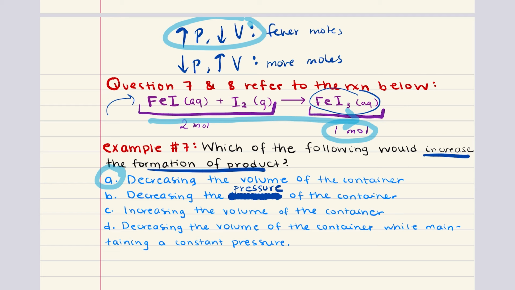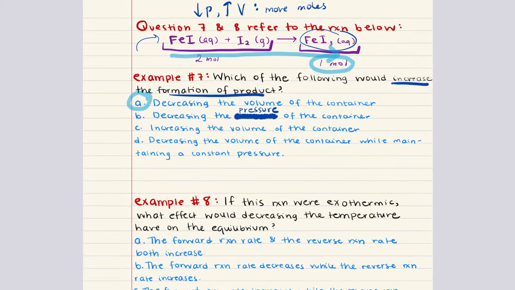Now, answer choice D also says decreasing the volume of the container, but it says while maintaining a constant pressure. D would not disturb the equilibrium. The significance of decreasing the volume of the container in most equilibria is that there is an increase in pressure. In this case, though, they're saying that the pressure remains constant. All right, and that means that answer choice D is not the correct answer. 7 is A. Let's read 8 now.